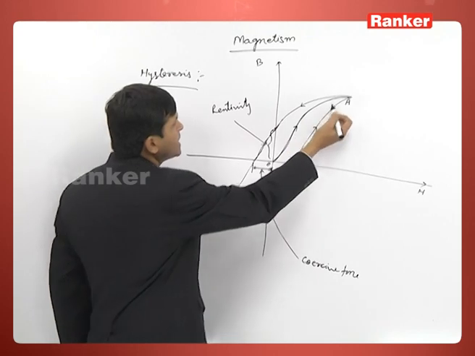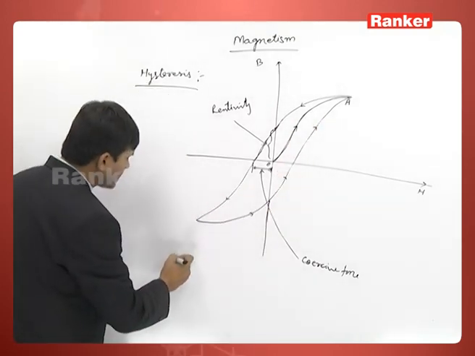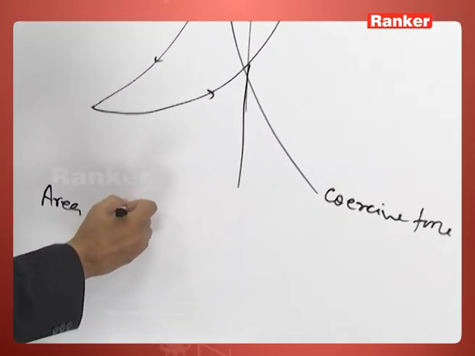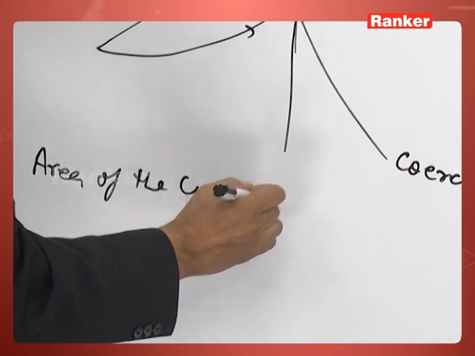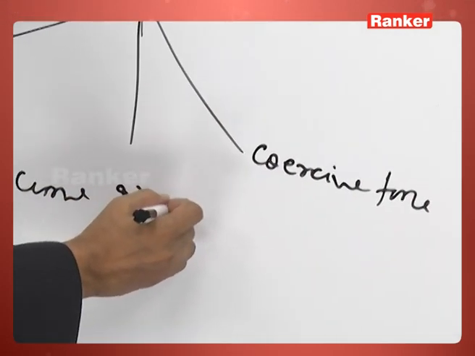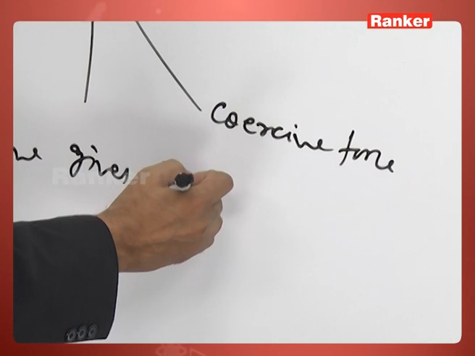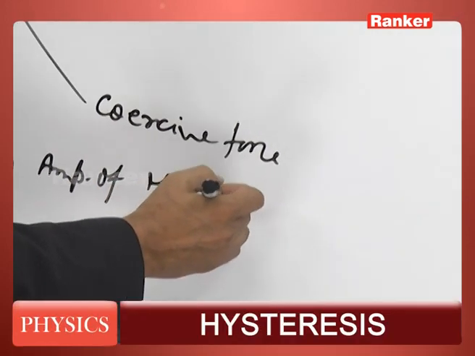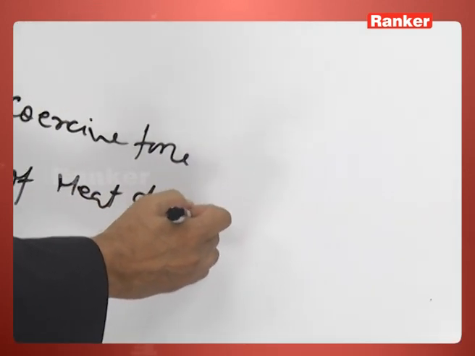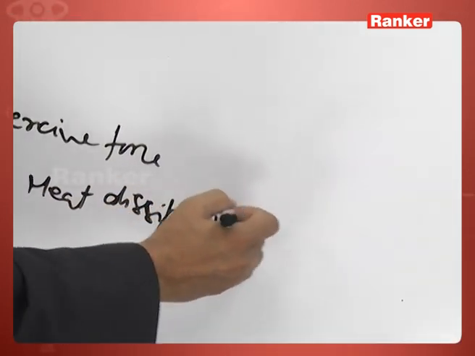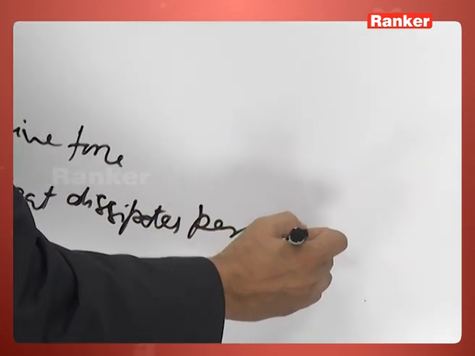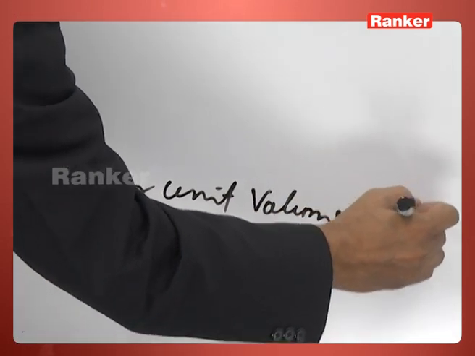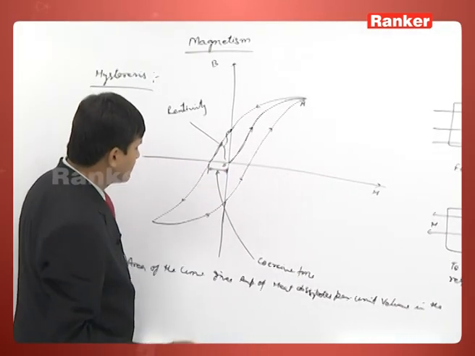The area of that curve gives the amount of heat dissipated per unit volume in the magnetization and demagnetization process.